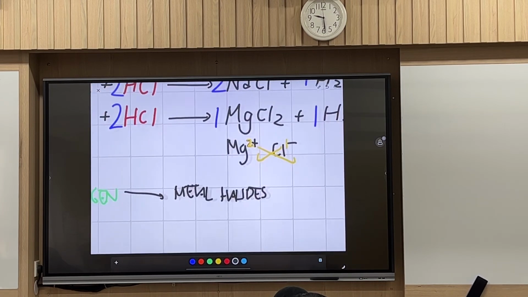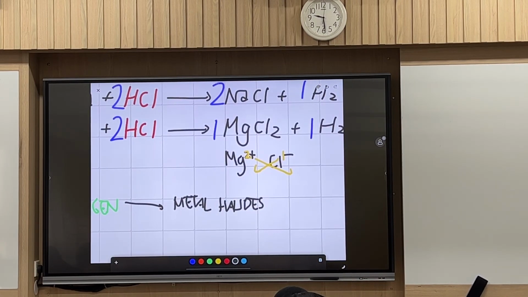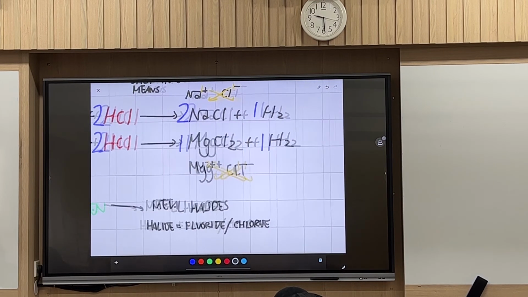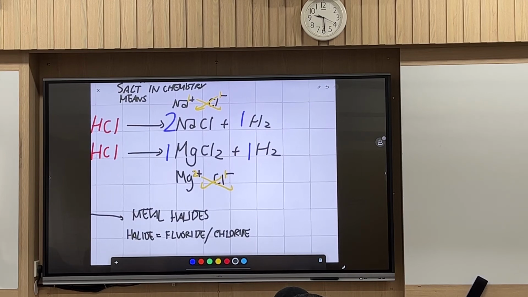Halide means chloride, bromide, iodide, fluoride. Okay, so halide means fluoride. Remember in toothpaste there's sodium fluoride. So fluoride is a halide. There is chloride in table salt, sodium chloride. Okay, so there may also be, do you all know what iodized salt means?